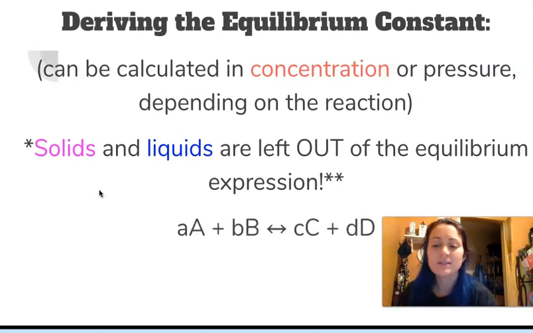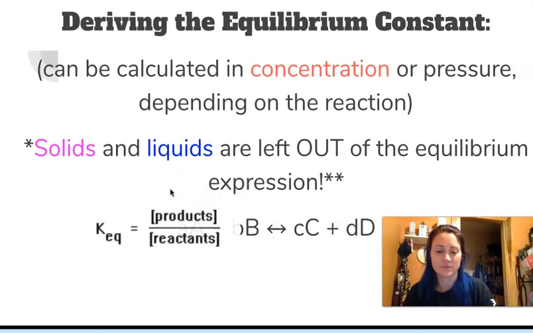All right, so let's use an example reaction here where A plus B goes to C plus D, where the capital letters represent the molecular formulas and the lowercase letters represent the stoichiometric coefficients in the balanced equation.